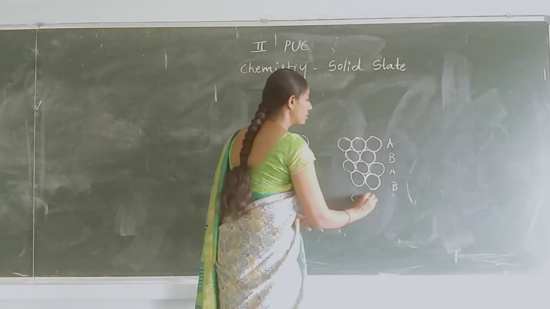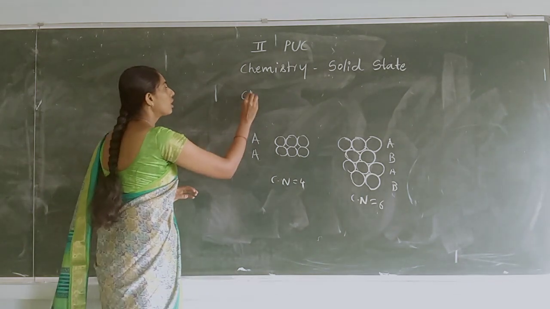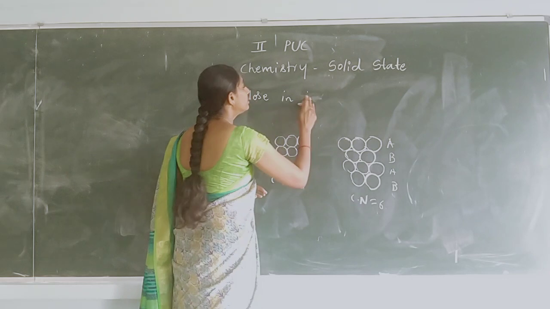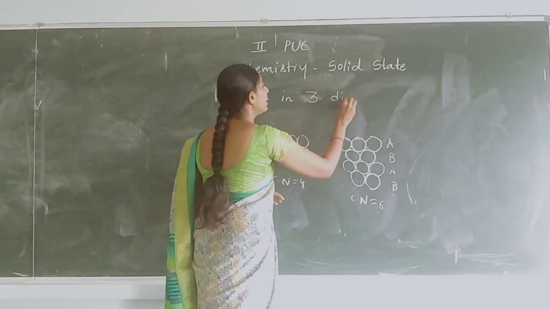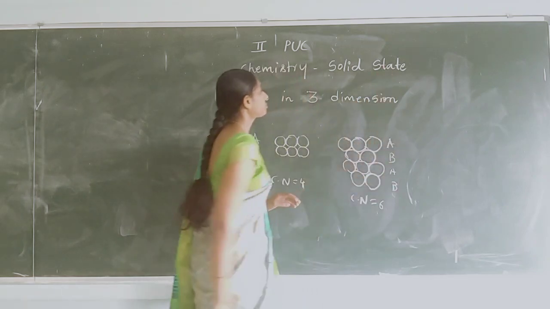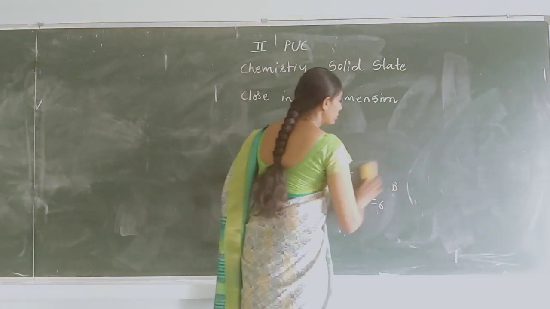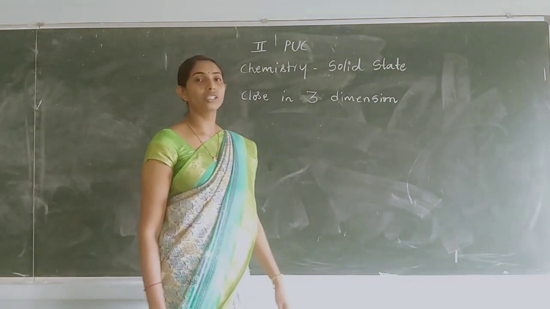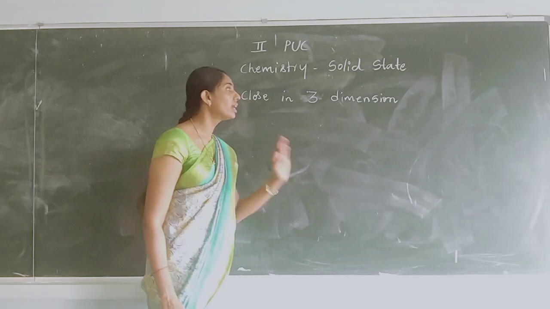It is 4. And what is the coordination number during hexagonal close packing? It is 6. Right. Today, we will discuss close packing in 3 dimensions, or three-dimensional close packing. What do you mean by 3 dimensions? In 3 dimensions, the structure has 3 axes: x axis, y axis and z axis.